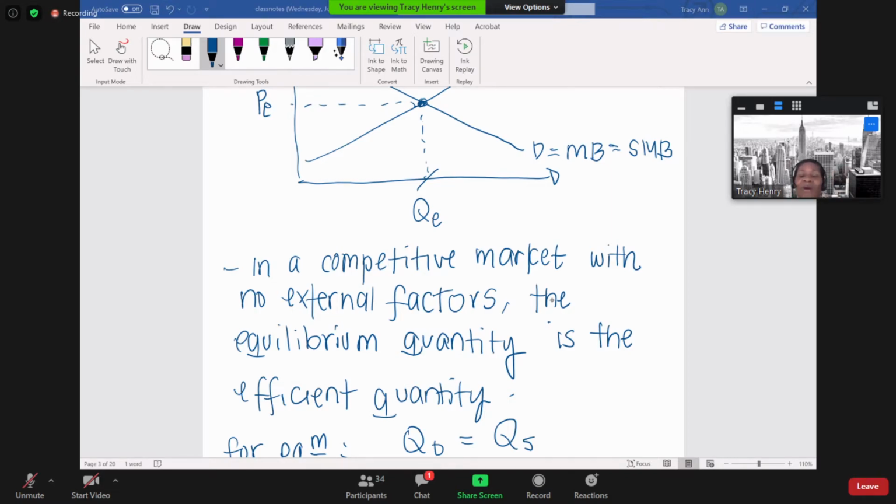It's a third party. When you get an external factor, you have a third party in the market, and this third party is neither a buyer nor a seller in the market, but they're being affected by the market activity. And so the bystander, whether it is a positive externality or a negative externality, just think about pollution. Negative is easy to think about. So with pollution, you're being affected by the market activity, even though you're not a buyer or a seller in the market.